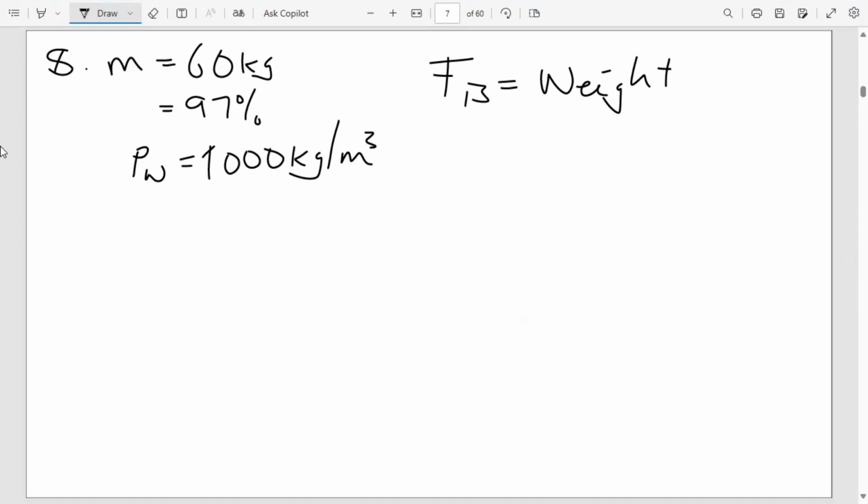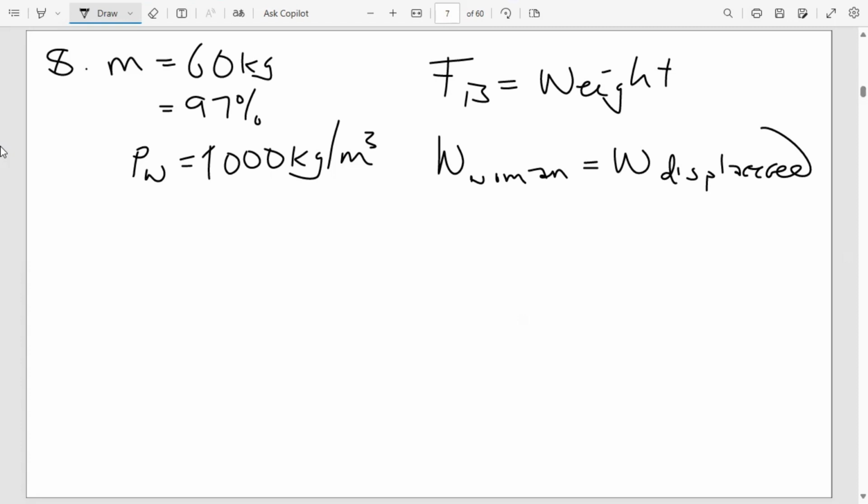So it's one and the same. And what does that mean? That means the weight of the woman is going to be equal to what? So weight of woman will be equal to the weight of displaced water. As simple as that. So the weight of displaced water is going to be equal to the weight of the woman. Now let's write this equation in its mathematical form, or in its physics form.